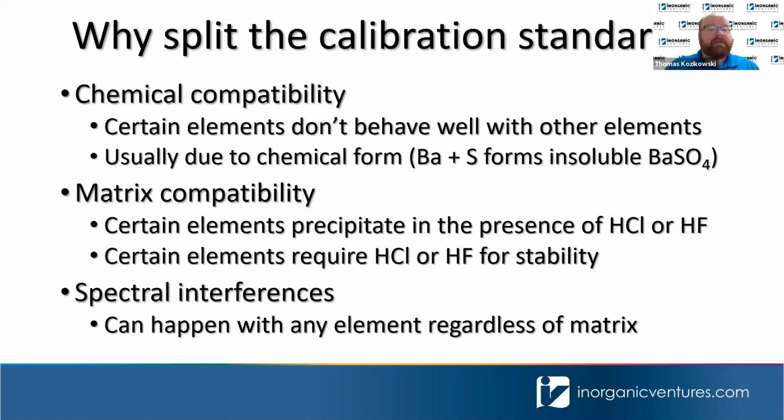And finally, we also wanted to split them up for spectral reasons. There are a lot of interferences out there that interfere on the major lines, the ones that the instrument software says, hey, this is your ideal line. Well, if you have this other element, it might not be the ideal line anymore. So we wanted to try to mitigate that and still utilize some of those good lines to get high quality data. And of course, that can happen with any element regardless of the matrix. So that all has to do with the chemistry behind the electrons and how they behave in the plasma.